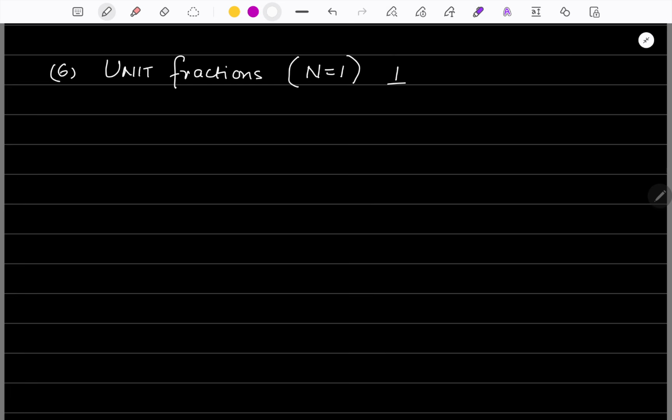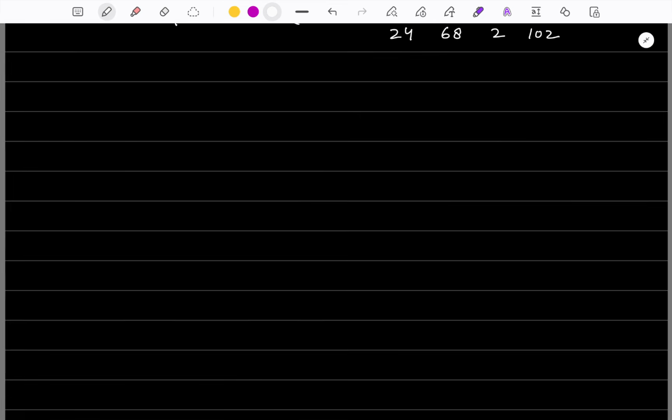Examples will be 1 by 24, 1 by 68, 1 by 2, 1 by 102. So all these are unit fractions since their numerator stays equal to 1.